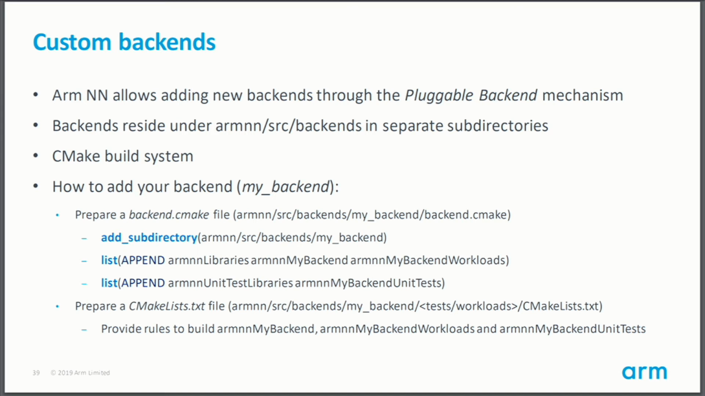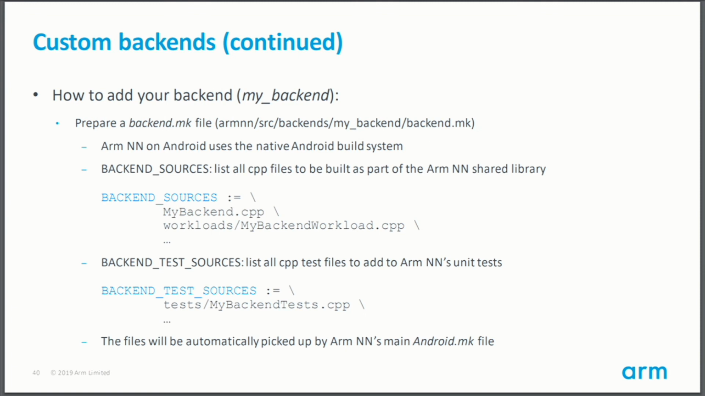Your CMakeLists.txt file, which you also have to provide, must provide the rules to build these three libraries that we've mentioned here: the my backend, the my backend workloads, and the my backend unit test libraries. So you need to provide those rules to build that. On Android, we use the native Android build system, so you have to create a makefile called backend.mk in your subdirectory, and you just have to add the backend sources. You list all your CPP files to be built as part of the Arm NN shared library, and for example, you would add your source files like that. We have a similar definition for the test sources, and you just add your test sources to it, and those files will be automatically picked up by Arm NN's main Android makefile.